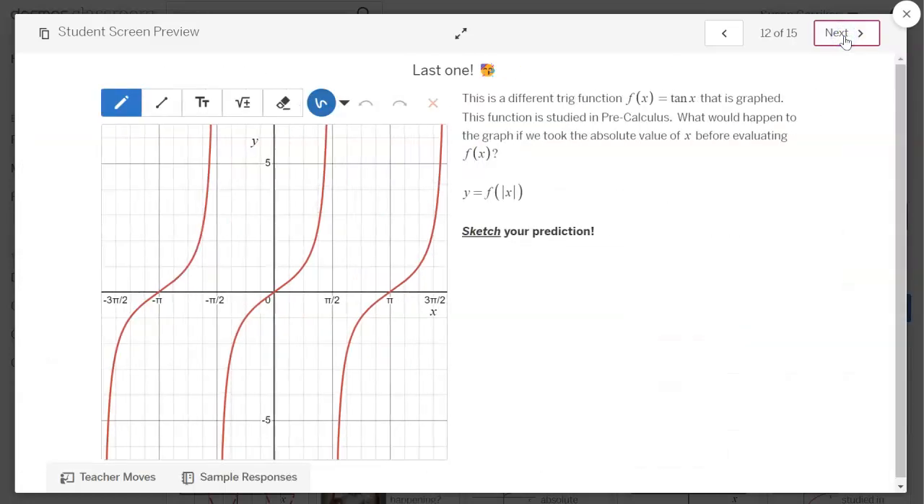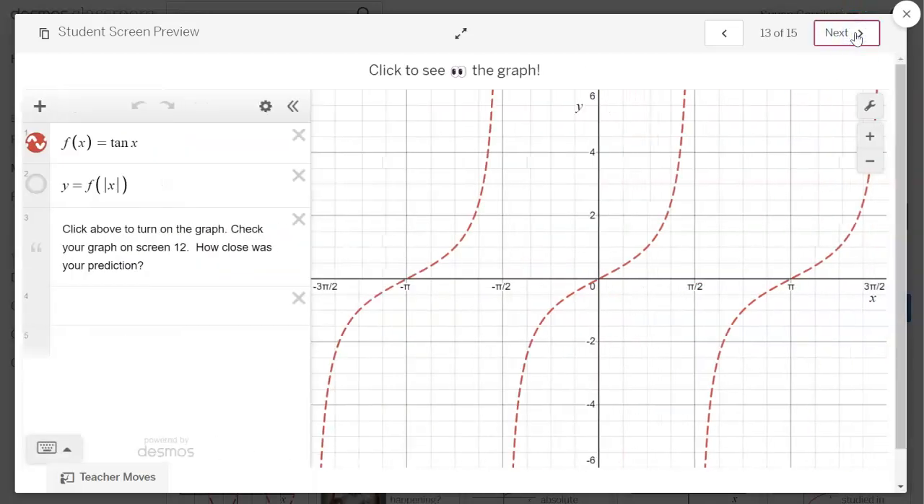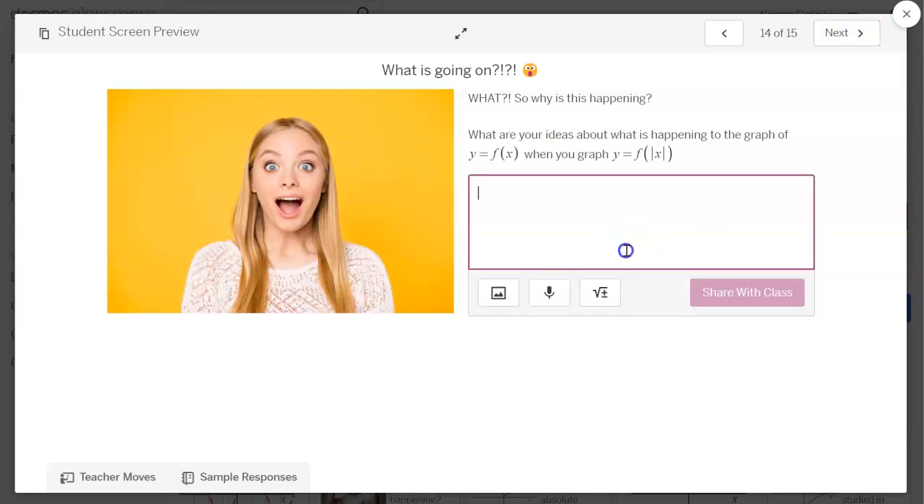And then this one does kind of a really unexpected thing. I'm not going to show you this one, but this is a trigonometry function. And what do you think it's going to happen to this one? And so there's that one. And then finally, they're going to summarize, well, what's going on this time? If we took the absolute value and then we put that in the function, then what happened to the function?